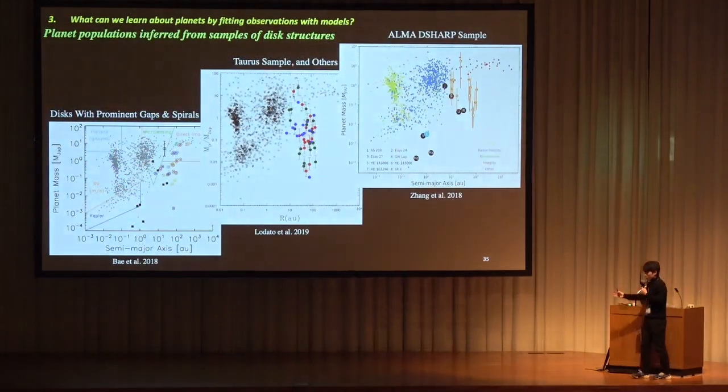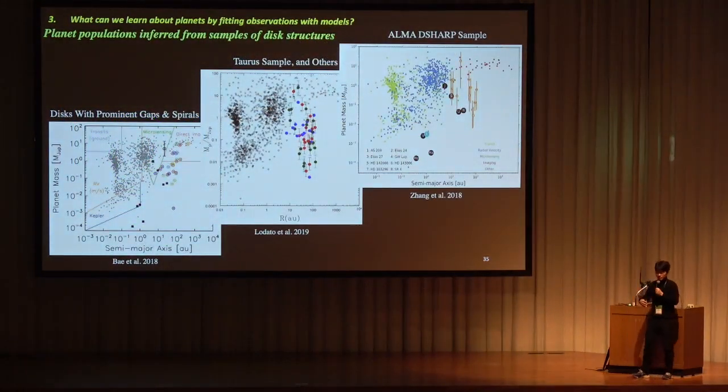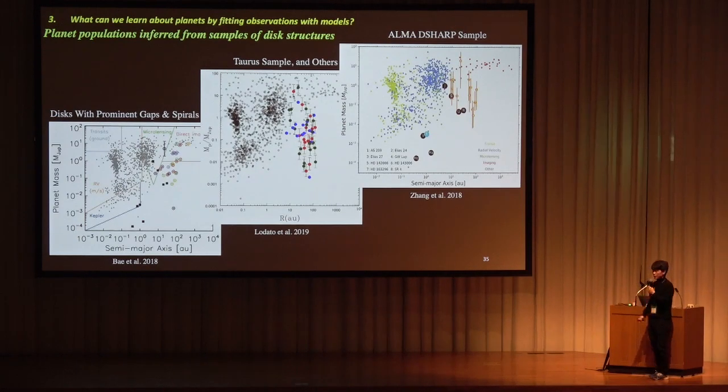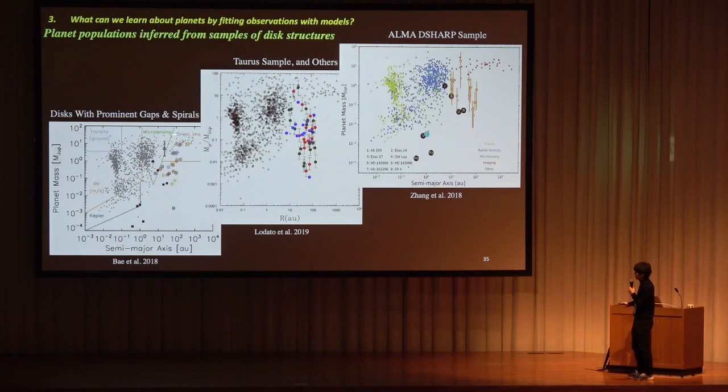All right, if we ignore all these caveats for now and assume we have some idea of the disk parameters, we can make progress. So here are 3 independent works that try to infer the population of protoplanets forming in disks. We're looking at planet mass versus semi-major axis. These big color symbols are planets inferred from disk observations. Long story short, we're looking at Neptune to super-Jupiter mass planets between, let's say, 10 to 100 AU.